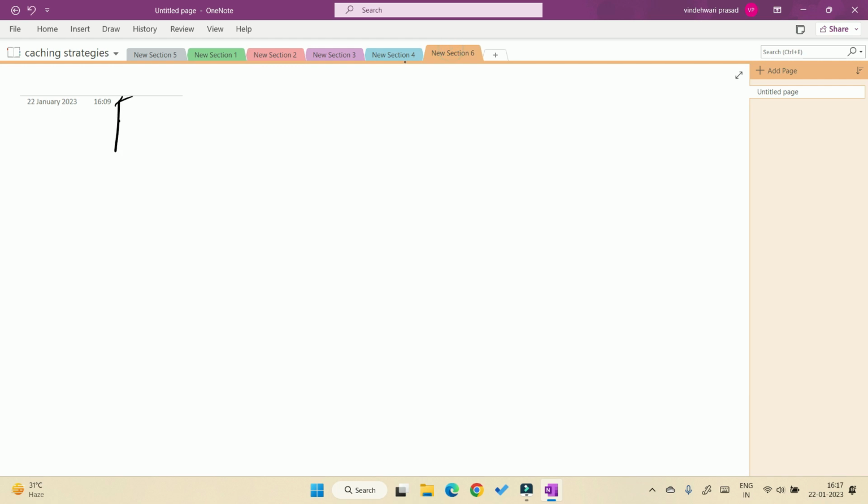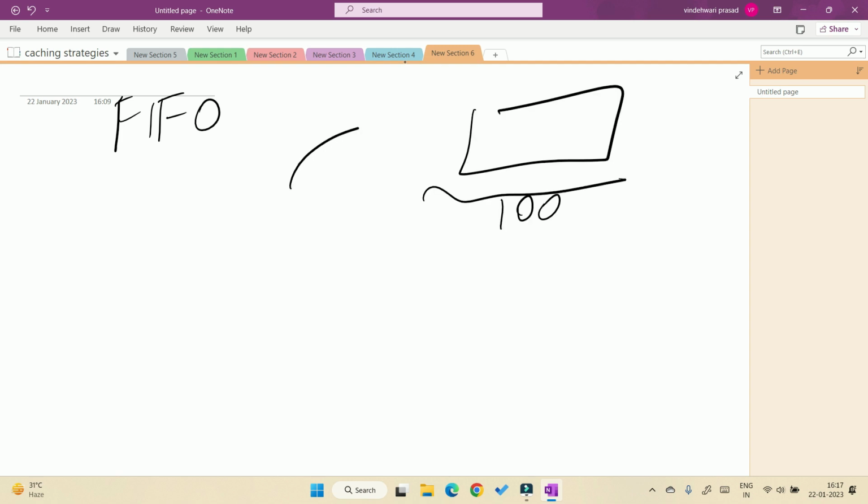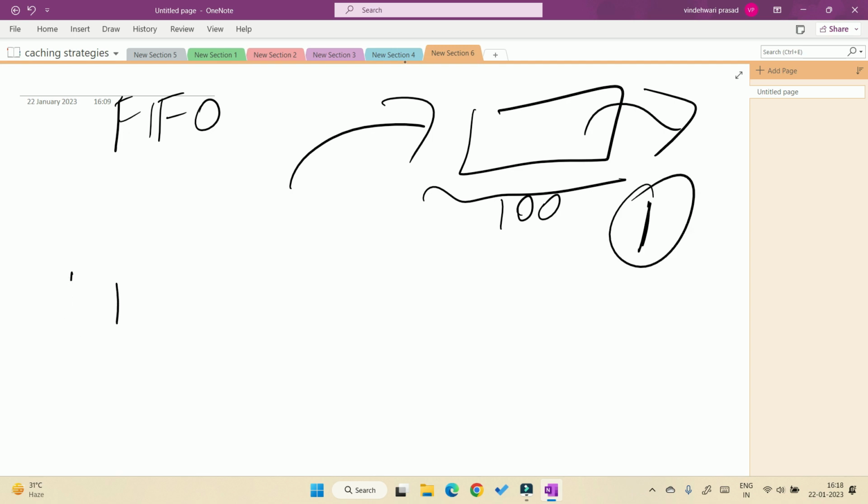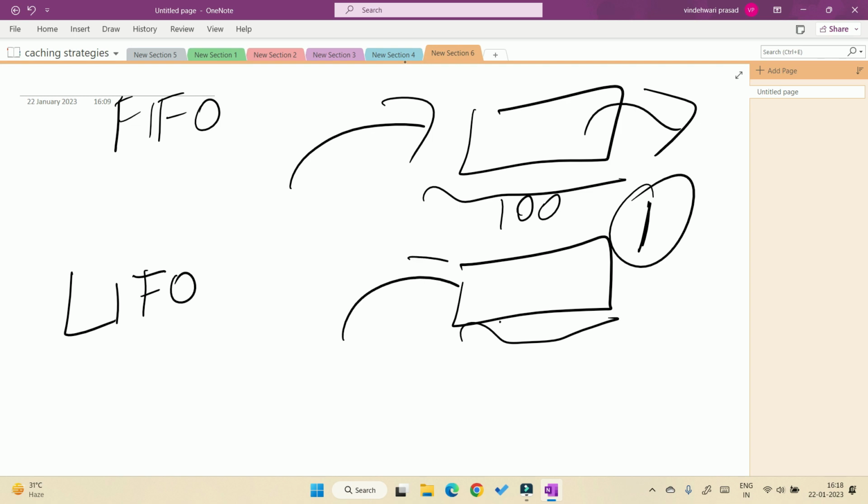The first one is FIFO. If you have 100 entries and the cache becomes full, when new data comes, the first data that entered the cache gets removed. The second one is LIFO. Similarly, you have 100 entries and the cache becomes full. When a new entry comes, instead of removing the first entry, the last entry is removed, meaning the 100th entry is removed.